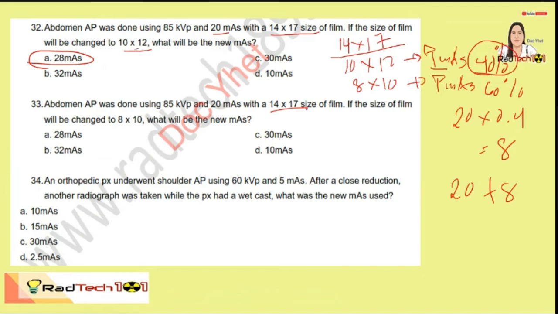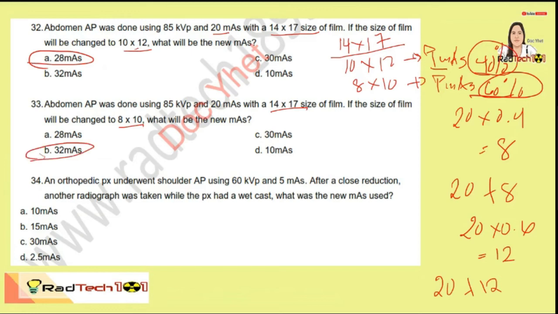Next, abdomen AP was done using 14 by 17. Tapos, ito kanina 10 by 12, dito naman is 8 by 10. So sa 8 by 10, 60%, so 20 times 0.6, that is 12. So we have 20 plus 12. We have here 32 MAS.